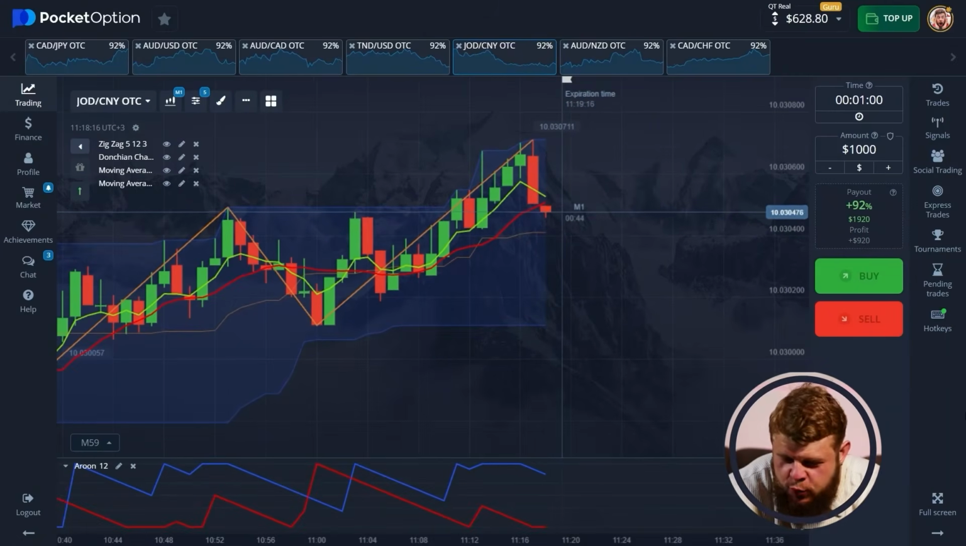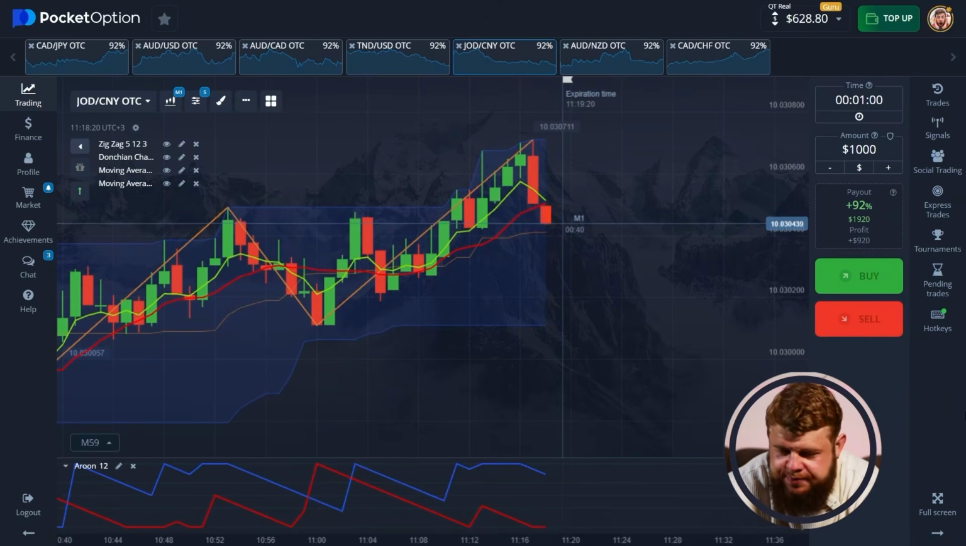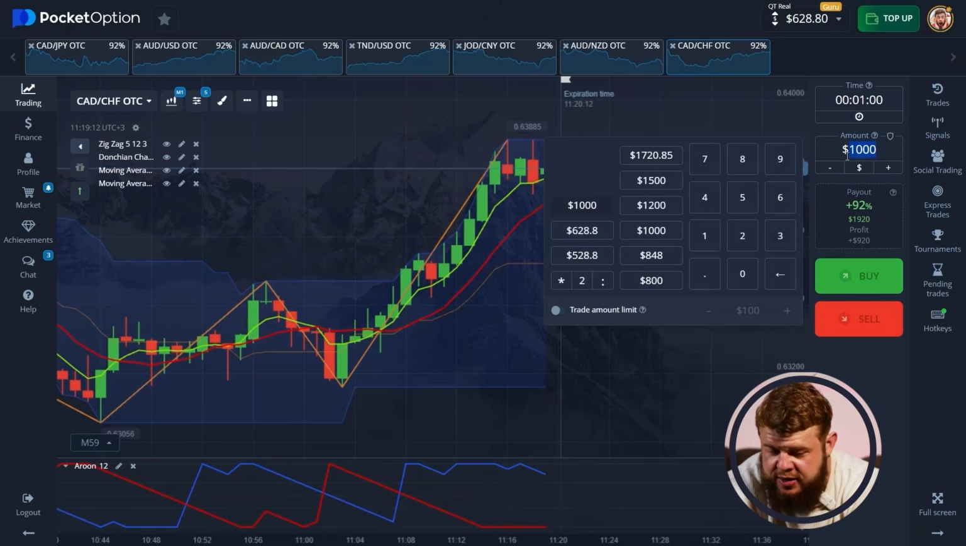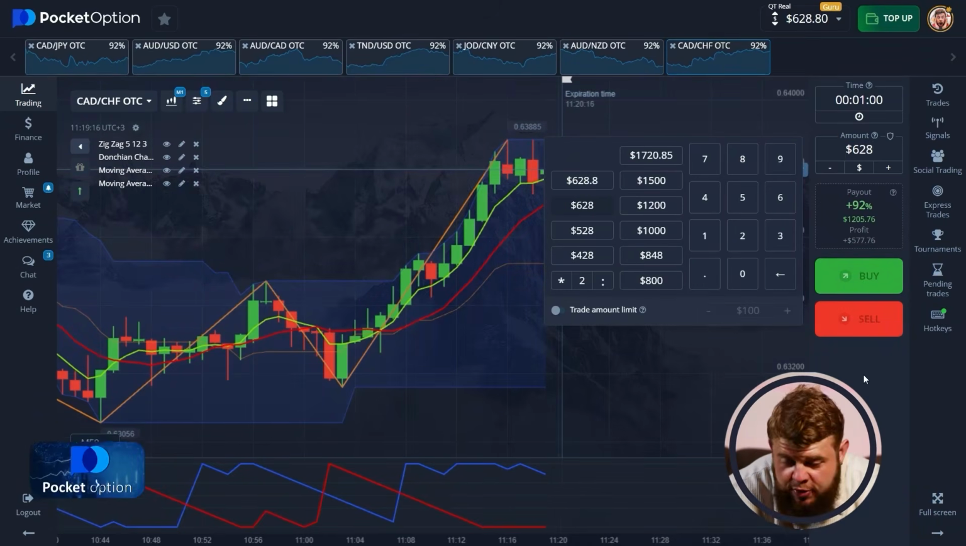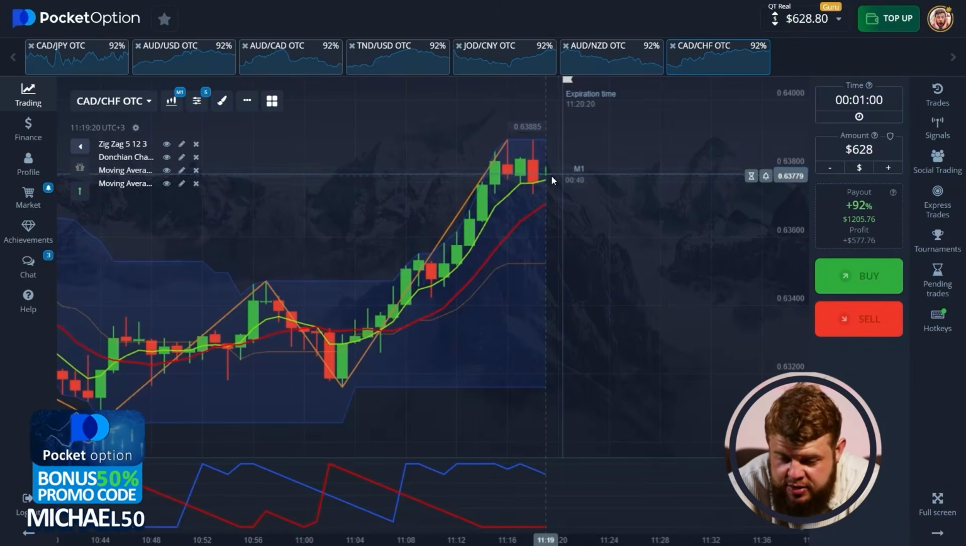This one is lost. We lost $1,000, but we still have time to recover. So let's not waste time. Let's just recover our deposit. Almost the same kind of movement, but as you can see, finally price stopped, and we're even trying to reverse. Anyway, let me change our investment to $628.